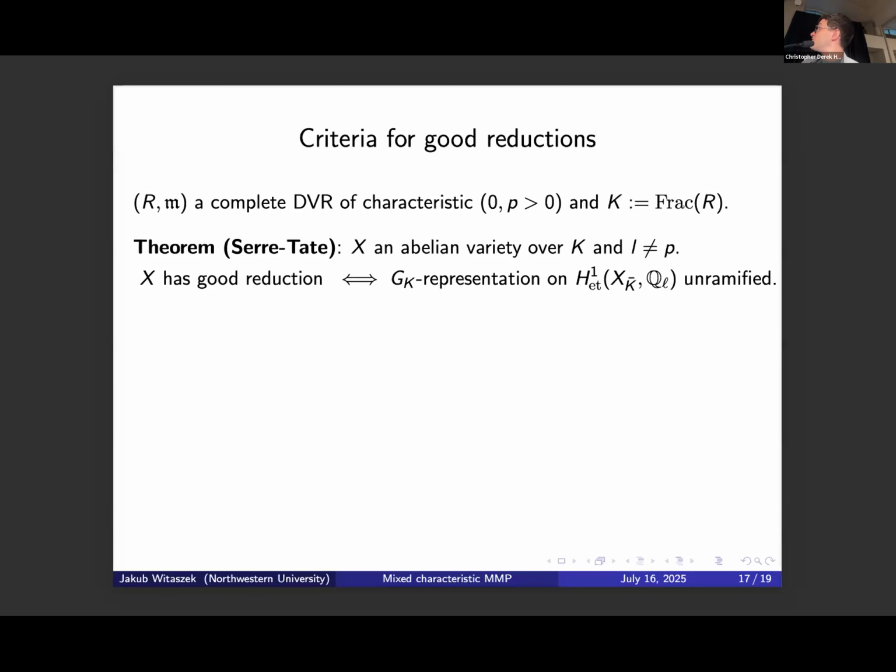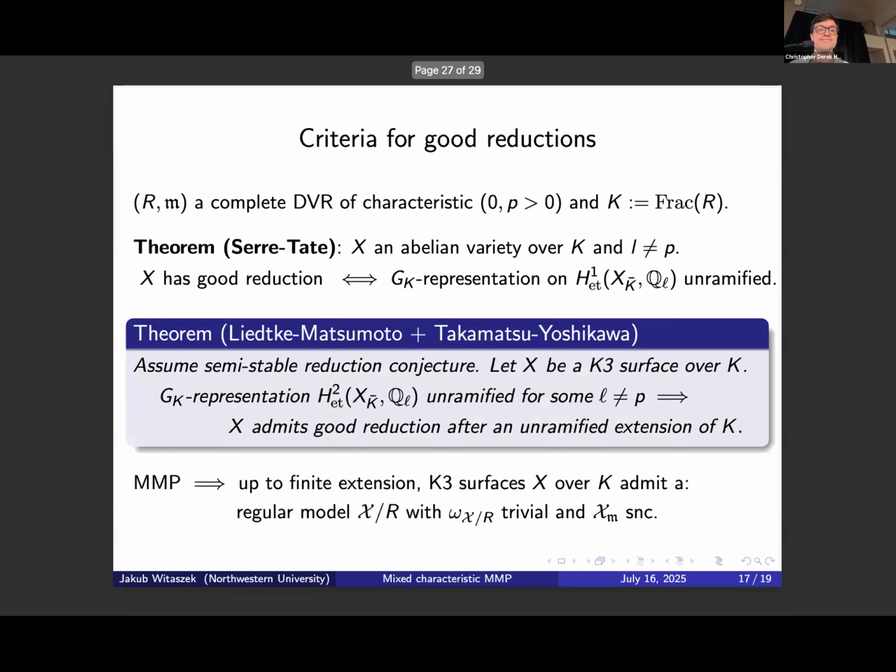If you start with an abelian variety over K, then you're going to have a good reduction, meaning you can extend it to a model with smooth fiber, if the Galois group acts on the first étale cohomology in an unramified fashion. So you can detect this good reduction by purely cohomological methods.